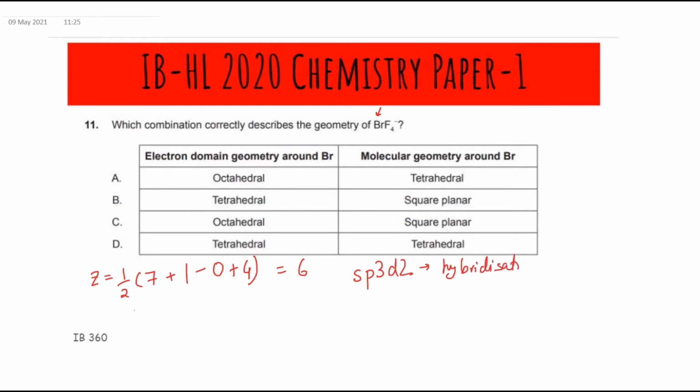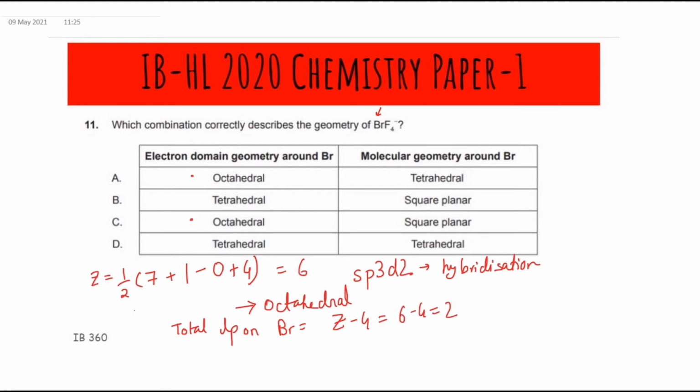As we have sp3d2 hybridization, we can check the chart and we would know that the electron geometry would be octahedral. So for the first part, the electron geometry is octahedral. So option A or option C, either one of these two would be correct. Now let's check the molecular geometry. Let's check the total lone pairs on Br. Total lone pairs would be Z minus the surrounding atoms. So Z minus 4, that is 6 minus 4, that is 2.